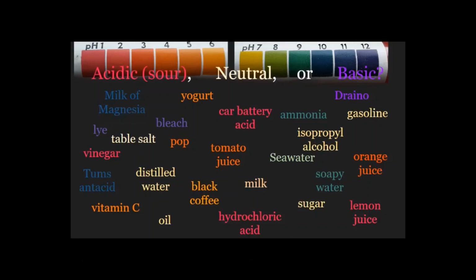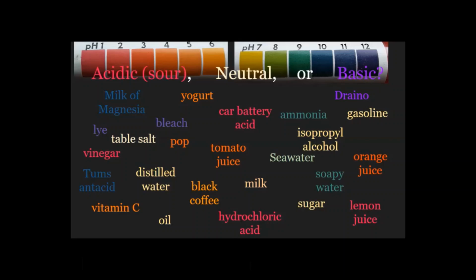Does that fit with what you thought? So all these acidic things, vinegar, vitamin C, pop, yogurt, battery acid, tomato juice, black coffee, hydrochloric acid, lemon juice, and orange juice, all are acidic to varying degrees. The hydrochloric acid and the car battery acid are more acidic than, say, yogurt or vitamin C or coffee. They're kind of on this side, but they're still acidic once they're on this side.